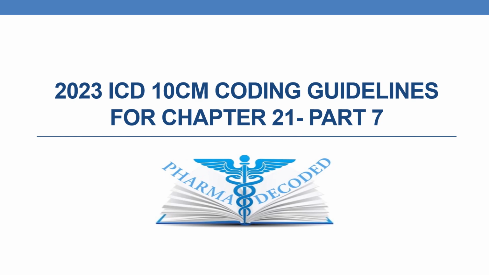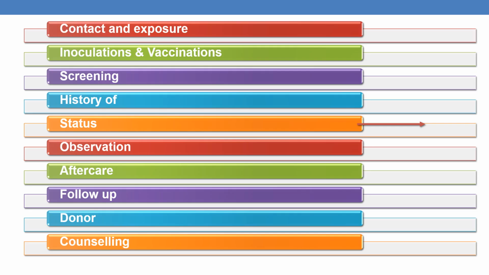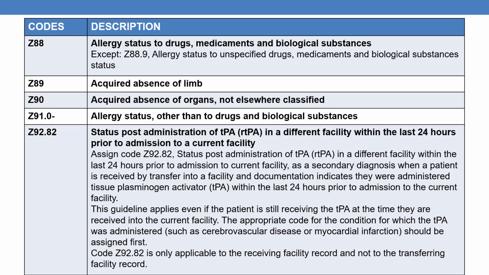Hello everyone, now let us discuss the 2023 ICD-10-CM coding guidelines for chapter 21, part 7. As we have discussed earlier, chapter 21 mainly deals with Z codes, that are nothing but factors influencing health status and contact with health services. In the current session, we will be discussing the Z codes that are pertinent to status. And here is the list of Z codes that we are going to discuss now.